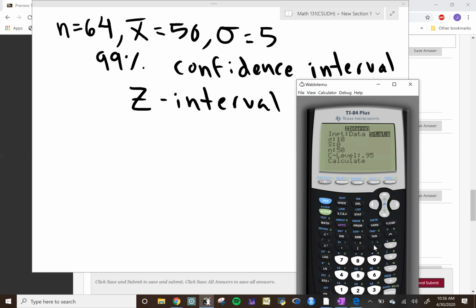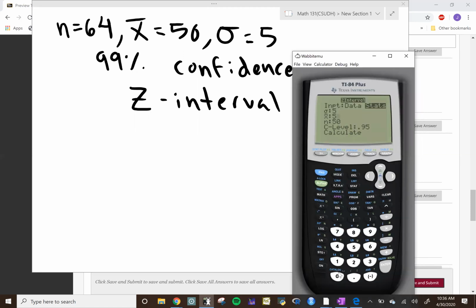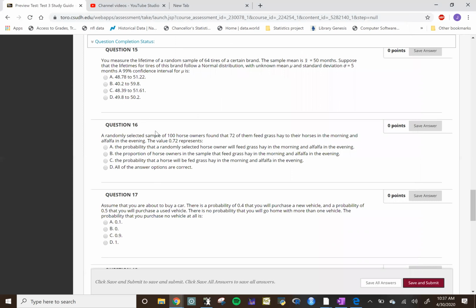So you want to put sigma. Sigma is equal to 5. My sample mean is 50. The sample size is 64. Confidence level is 0.99. We go to calculate. All right, so you get 48.39 to 51.6. Cool. All right, so that's C. And that's it for how to deal with the TI-83.